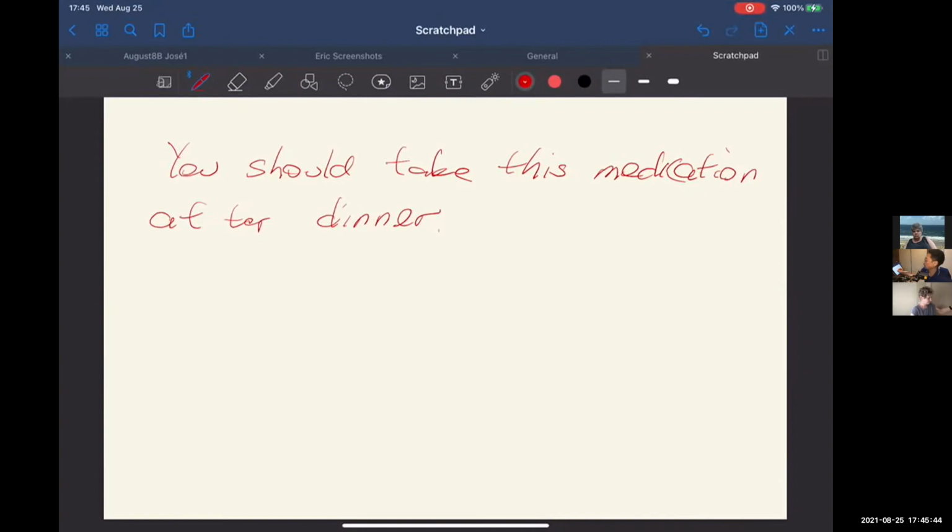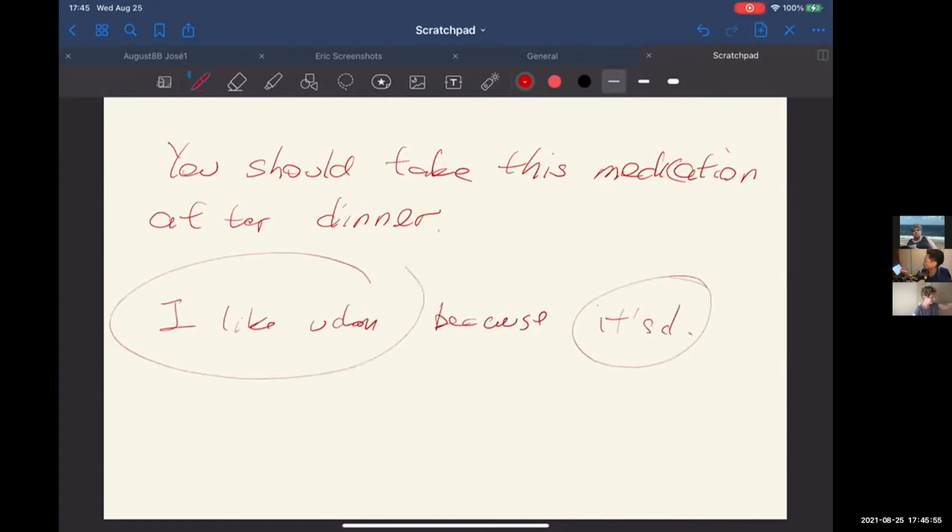It wouldn't be something like, I like udon because it's delicious. Then you can go straight from "it's delicious" and "I like udon." That's really easy to scaffold. And like I showed before, just chuck "because" in there and make sure that they do their understanding. But I would start here. You should take, and I would make that the first thing to do.